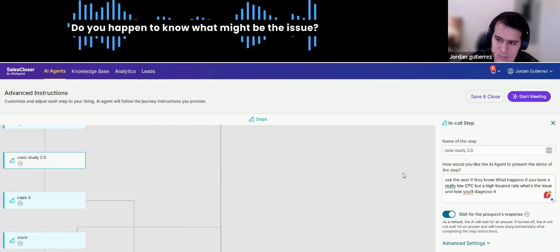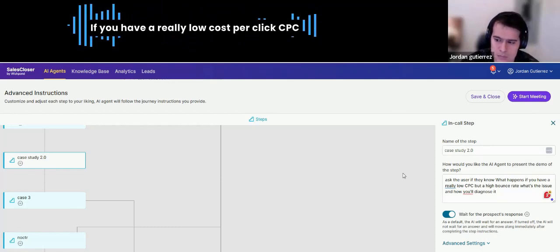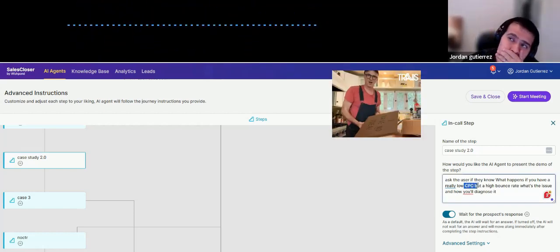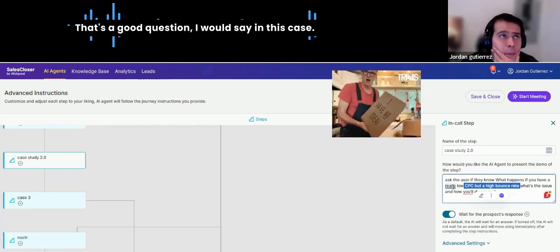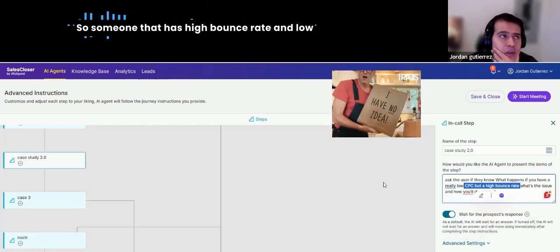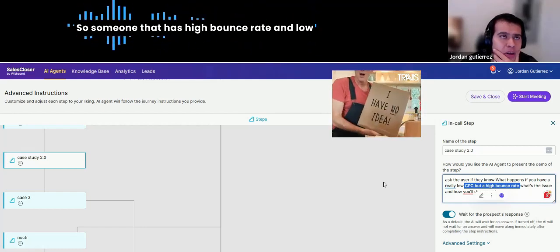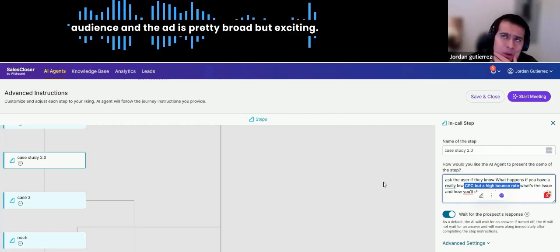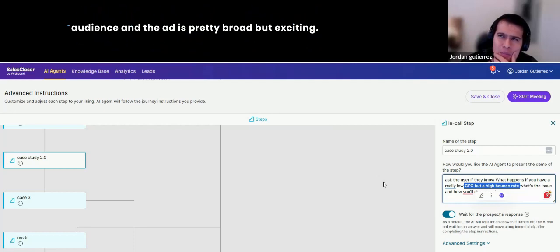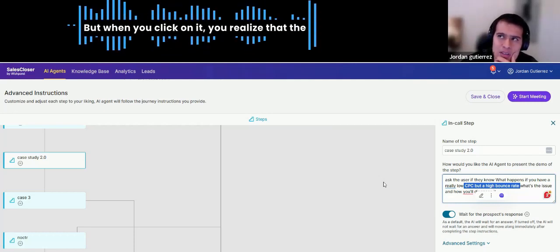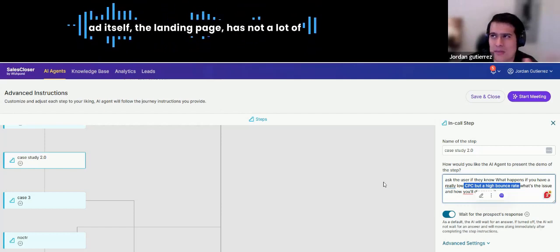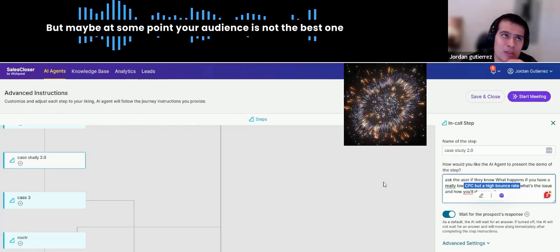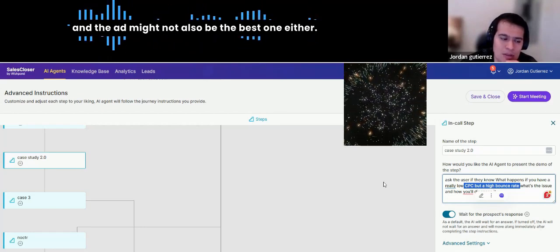Do you happen to know what might be the issue if you have a really low cost per click, CPC, but a high bounce rate on your website? How would you go about diagnosing and addressing this particular challenge? That's a good question. In this case, someone with a high bounce rate and low CPC probably has a really broad audience, and the ad is pretty broad but exciting. But when you click on it, you realize the landing page does not have a lot of match with the ad. They would try to match it, but maybe at some point your audience is not the best one and the ad might not be the best one either.